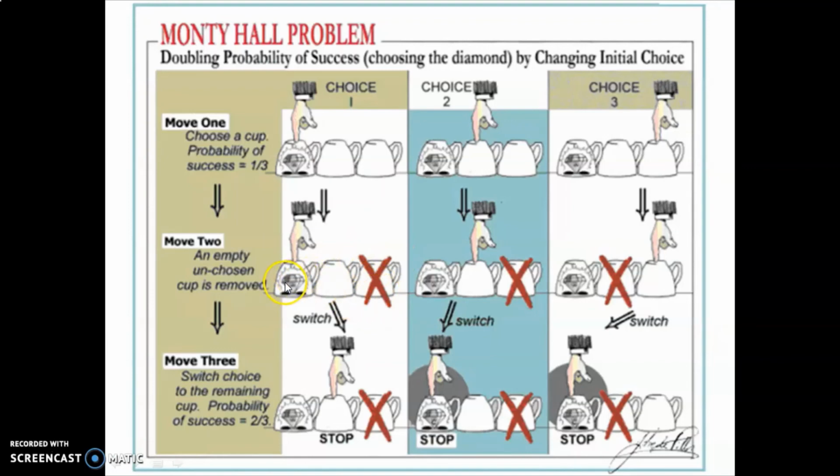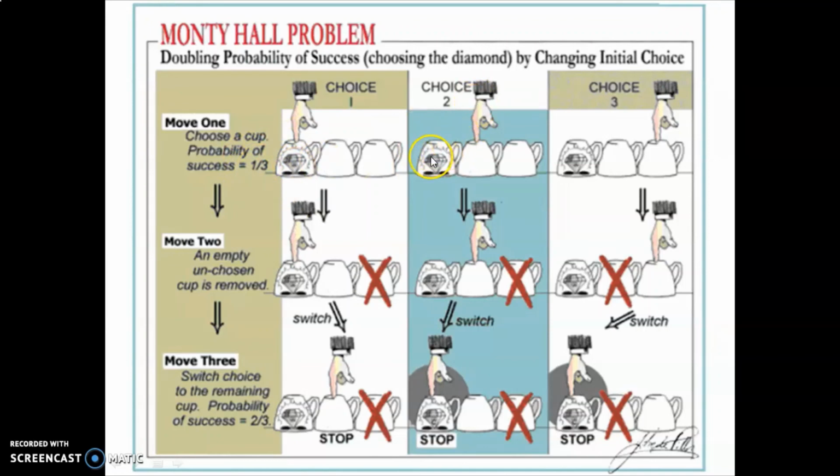And now you decide to switch. And in this case, you were already on the winning one, but by switching, you go to this one and you lose. So in that case, you lost. But that's only when you had originally selected the correct one. And by the way, the chance you selected the correct one in the beginning is 1 out of 3. So remember that, because that number is important here.